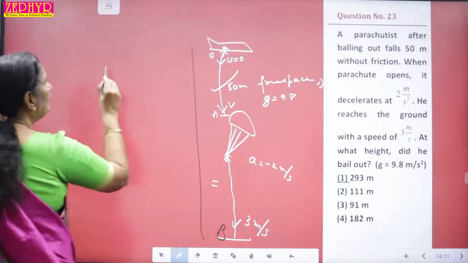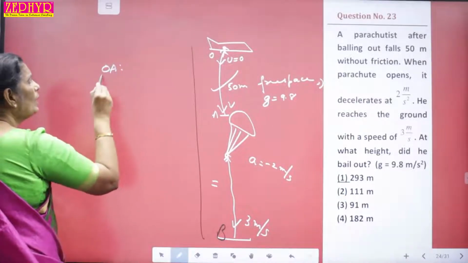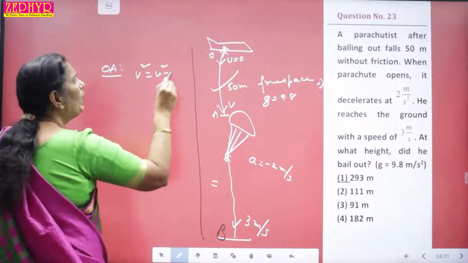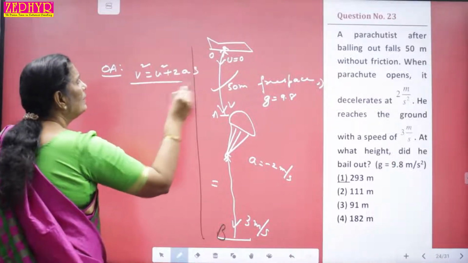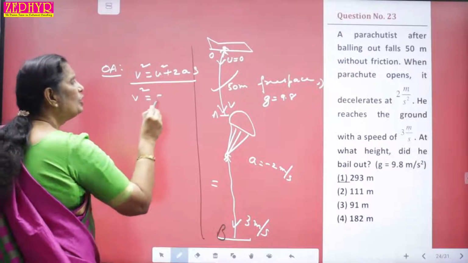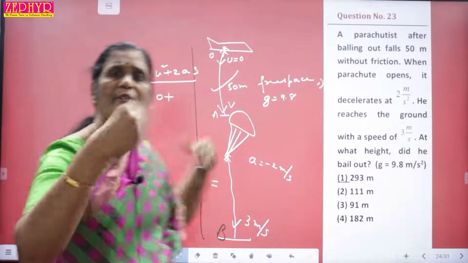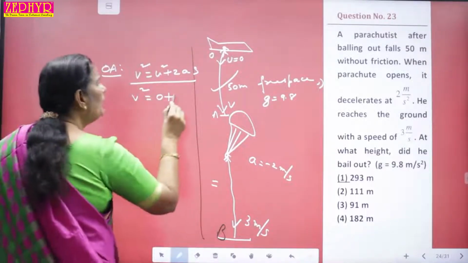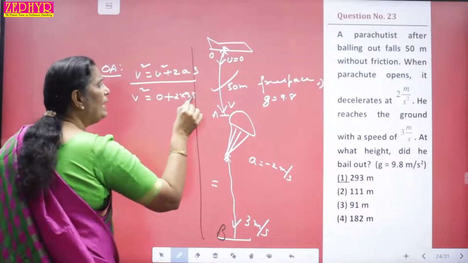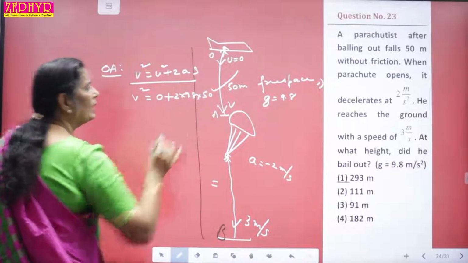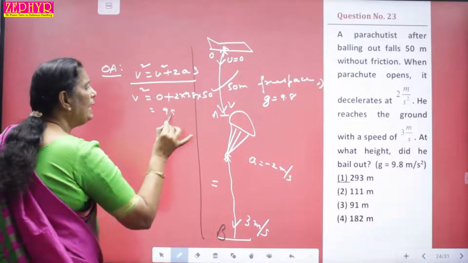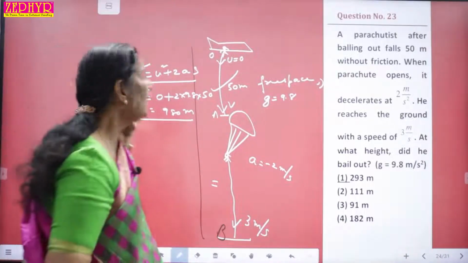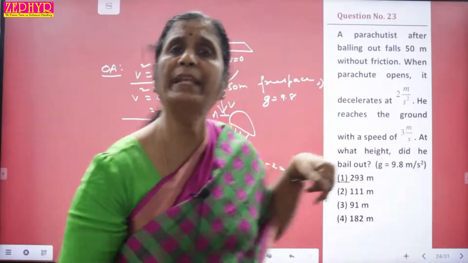So for the journey OA, distance is given. V square is equal to U square plus 2AS. So U is 0 because he is jumping from the aeroplane, from rest. So 2 into 9.8 into 50. So V square comes to be 980. And that V becomes the initial velocity for the next journey.